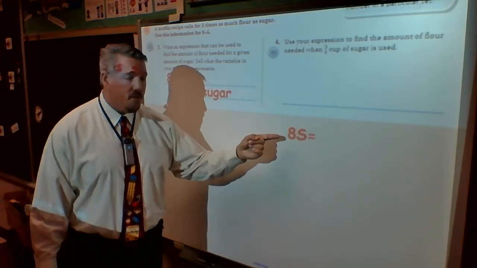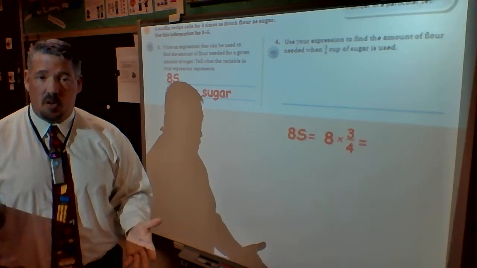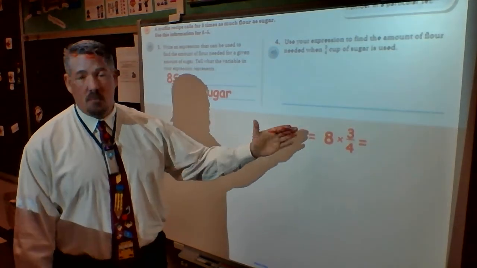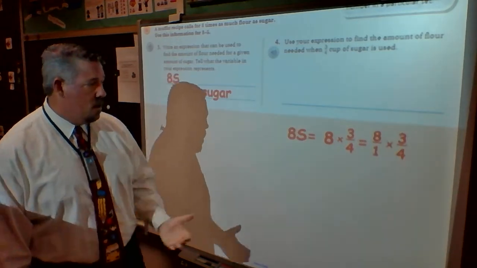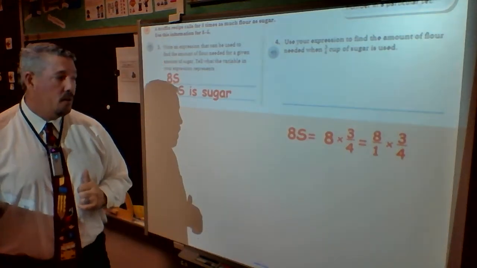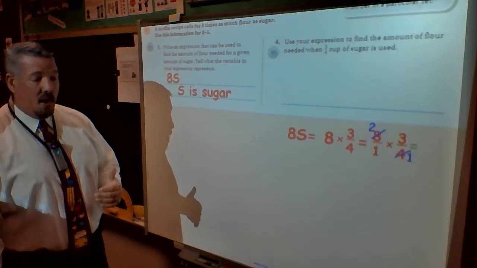So I know I'm going to have to take my 8 S and multiply it by the fraction of 3/4 for sugar. So 8 times 3/4. Now I can't multiply whole numbers and fractions, so my whole numbers are always made into fractions. So I'm going to have 8 over 1 times 3/4. Always easier to cross reduce, and I will always cross reduce when I can.